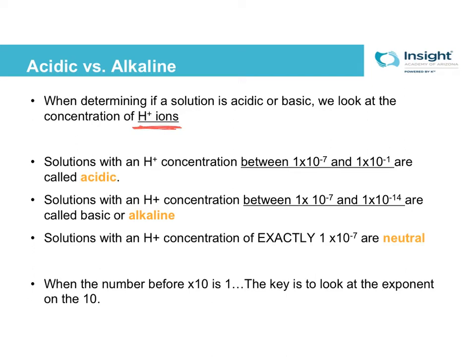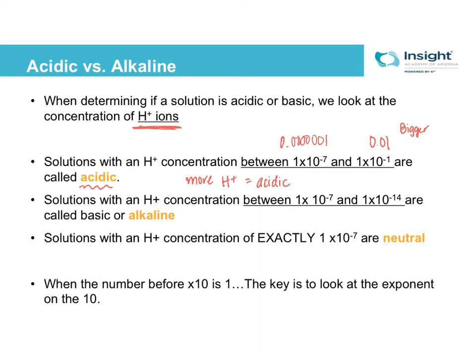So when that concentration is between 1 times 10 to the negative 7th and 1 times 10 to the negative 1st, all right, then I know this is a little hard to think about, but 1 times 10 to the negative 1 is 0.01, and this is 0.000001. All right, so these numbers are actually bigger, so there's more H plus. That's when we call something acidic. All right, more H plus equals acidic.